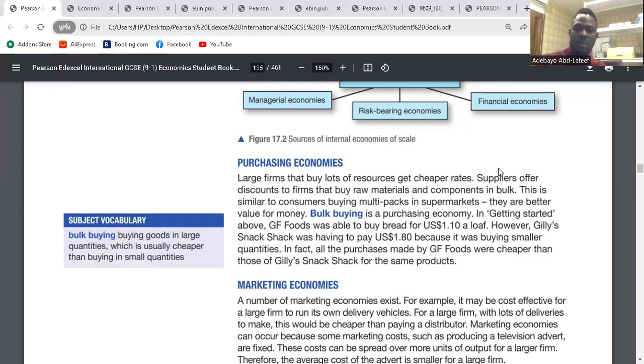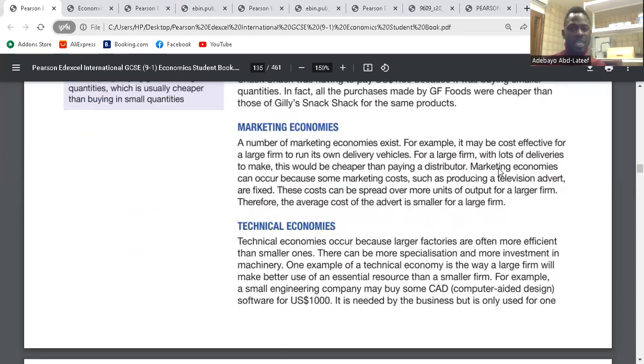Clear? Two, marketing economies. A number of marketing economies exist. For example, it may be cost effective for a large firm to run its own delivery vehicles. For a large firm with lots of deliveries to make, this will be cheaper than paying a distributor. Marketing economies can occur because some marketing costs, such as producing a television advert, are fixed. These costs can be spread over more units of output for a larger firm. Therefore, the average cost of the advert is smaller for a large firm.